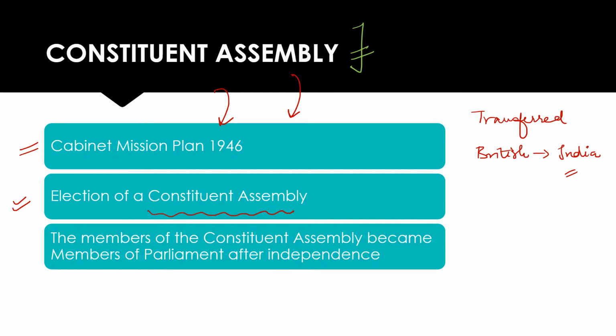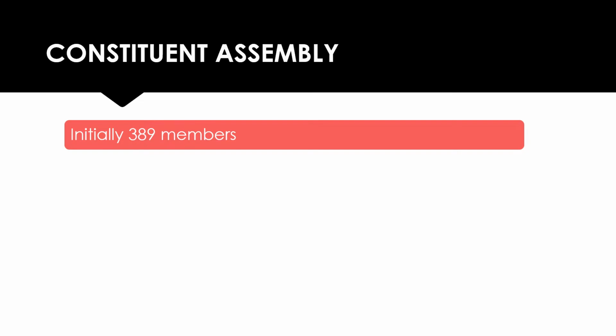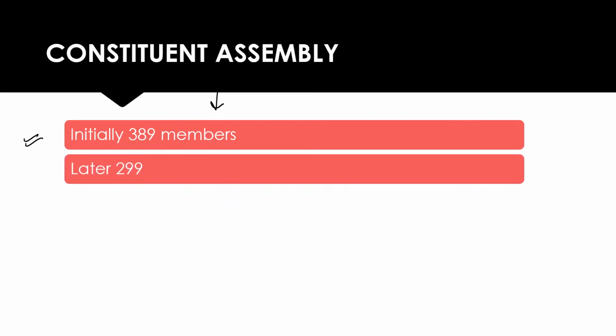The members of the Constituent Assembly, so you see this is 1946, India had not achieved independence as of then. But you should know that the persons who were members of the Constituent Assembly became members of Parliament once India achieved independence in 1947. So like I said, there were members who were elected to the Constituent Assembly. Initially, there were 389 members in the Constituent Assembly who were elected, right? However, that later on fell to 299.